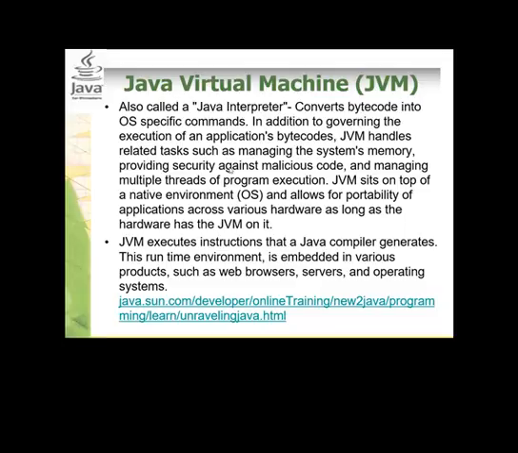In addition to governing the execution of the application bytecode, the JVM basically handles the system memory and security against any potential malicious code, managing all the program requirements and resources. So it is like a computer within a computer. It basically manages the program or the bytecode that's going to run on a computer. The JVM is the one that executes the instructions. So without the JVM, the program cannot be run.